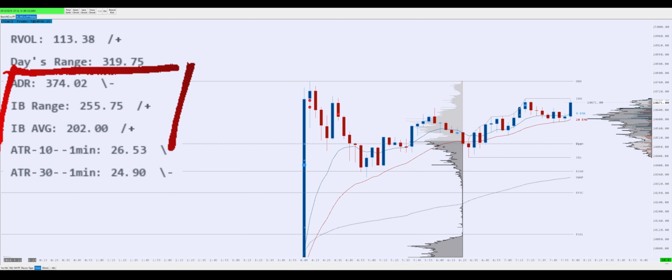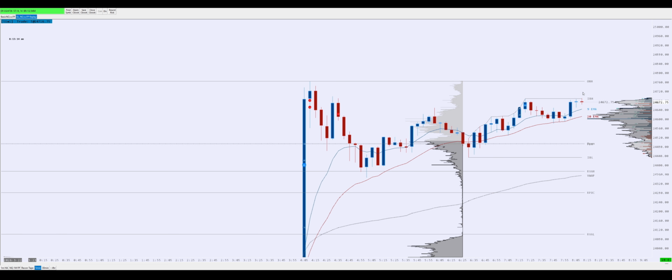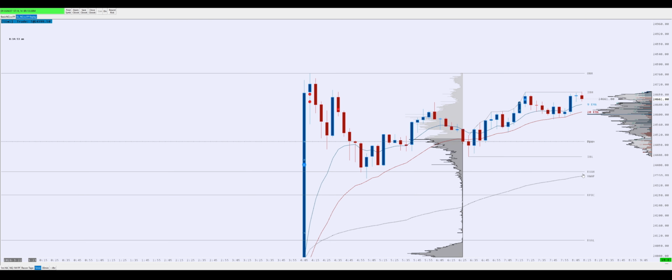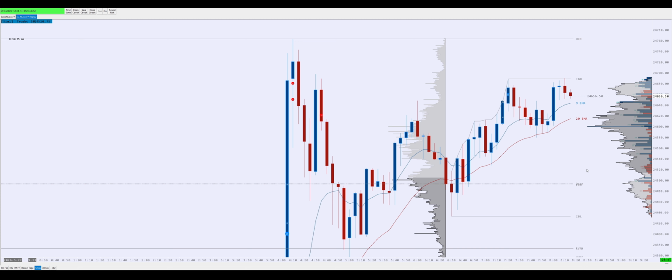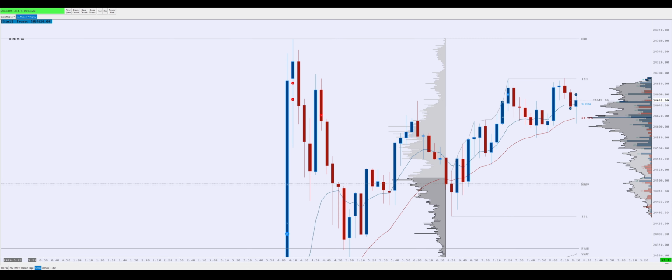Let's jump into the intraday observations here. We can see that the IB average is a lot lower than the current IB range, so that's telling me that it's likely going to be a reversal. As we break from IB high, I'm thinking, all right, let's see if they can close and hold above. After that, you can see that price swept IB high and did not get a continuation. So from there, I'm starting to think this is looking like a reversal.